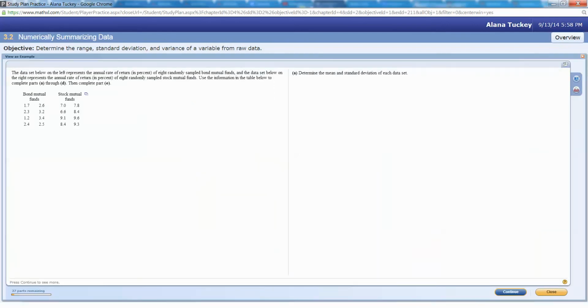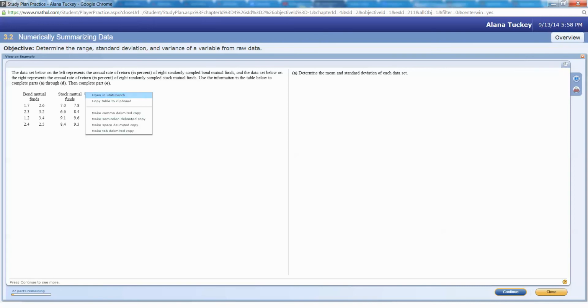And we have the data set represents the annual rate of return of 8 randomly selected bond mutual funds, and the data set below on the right represents the annual rate of return in percent of 8 randomly selected stock mutual funds. Use the information in the table below to complete parts A through E. So it's a long one.